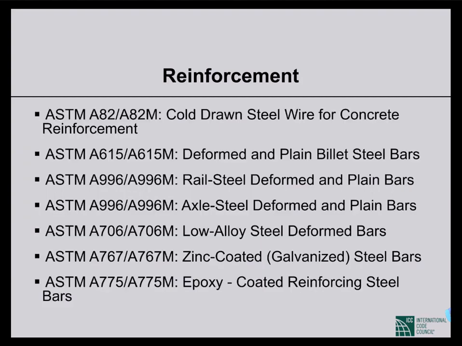Reinforcement: any ordinary reinforcement we can use, like deformed and plain billet steel bars, which is the most common type we have, which is ASTM A615. The ductile types are ASTM A706, which is low alloy steel deformed bars, like the ductility class D steel bars, for example, 500 DWR or 500 DR.